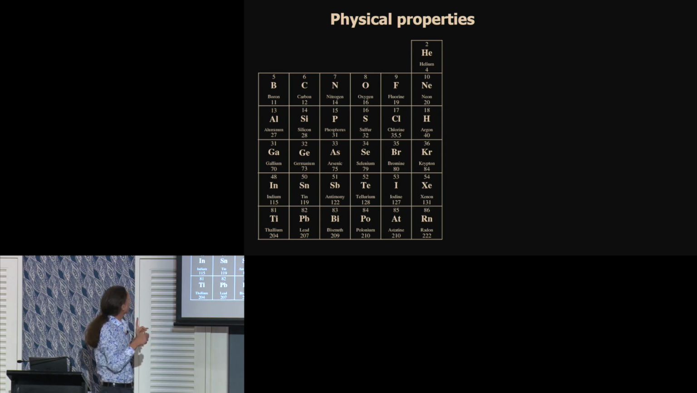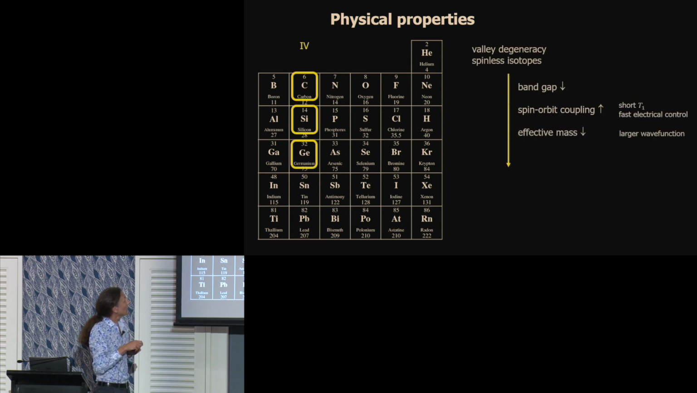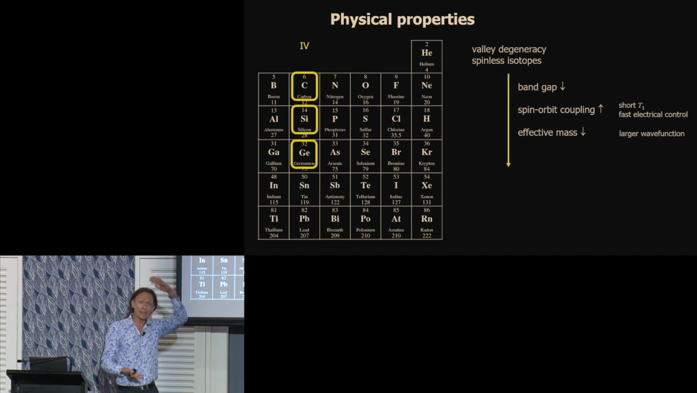I'm going to start with the group 4 semiconductors: carbon, silicon, germanium. As you move down the periodic table, a couple of things happen. The group 4 semiconductors all have a few things in common. They have what's called valley degeneracy, which I'll talk about in a minute, and they have spinless isotopes. It means there is a large natural abundance of isotopes of group 4 elements that have zero nuclear spin. As you move down from carbon to silicon to germanium, the band gap gets smaller, the spin-orbit coupling gets stronger, and the effective mass gets smaller.